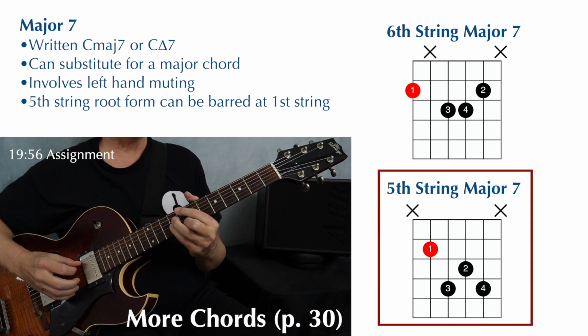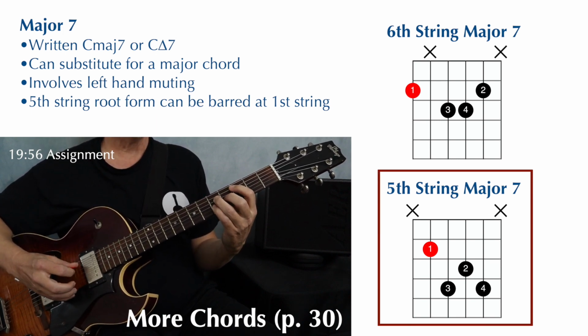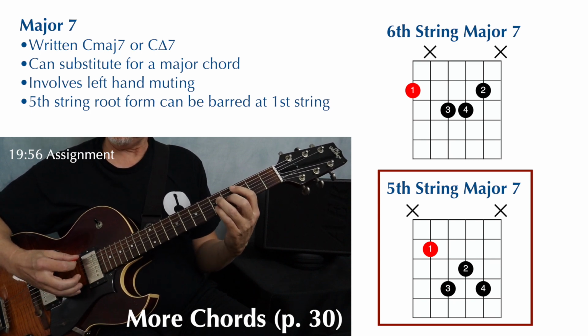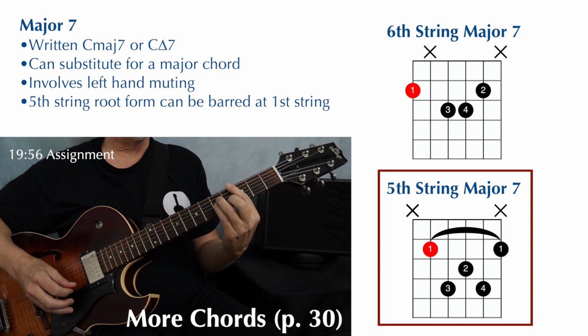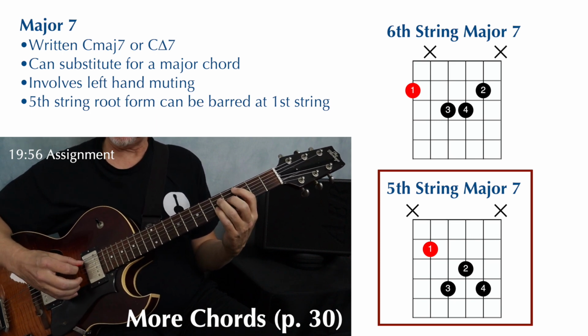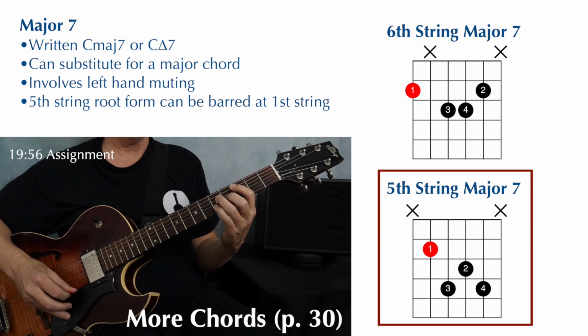And then a major 7 shape with the root on the 5th string, finger 1, 3, 2, and 4, not playing the 6th string. And I'm only playing the middle 4 strings, but if you like, you could also bar the first string, make it a slightly bigger chord. I tend to like to play smaller chords, so I usually play just the middle 4 strings.